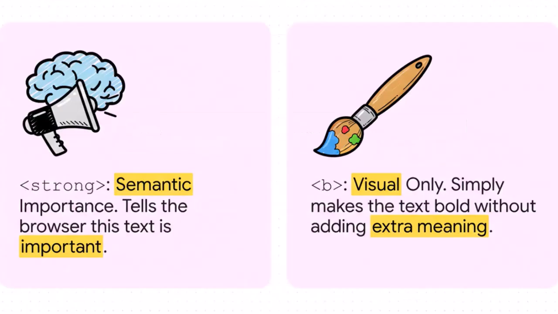Okay, pay attention here because this is a really important distinction. You've got 2 ways to make text bold: the strong tag and the b tag. They look the same, but they mean totally different things. The strong tag tells the browser and search engines, hey, this text is important. It has extra meaning. The b tag, on the other hand, is just for looks. It just makes it bold. That's it. So the rule of thumb is, if the boldness adds actual meaning or importance, always use the strong tag.